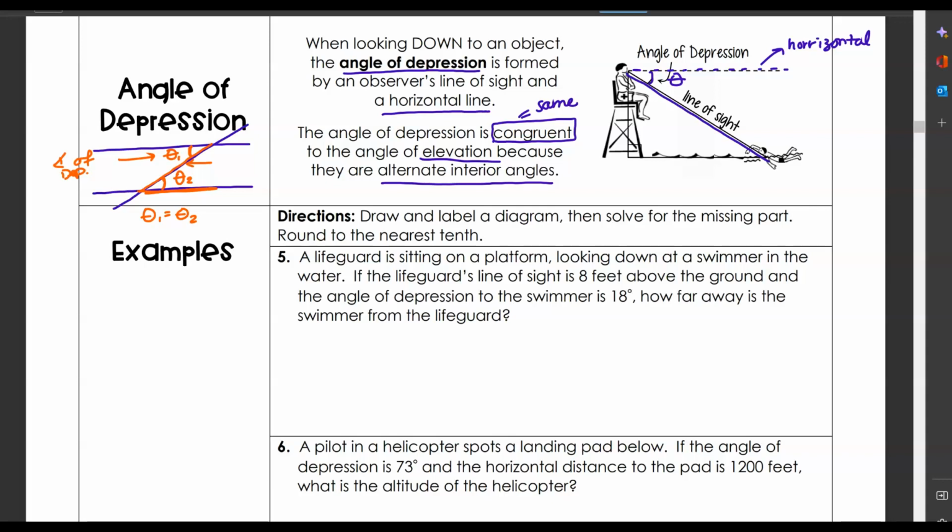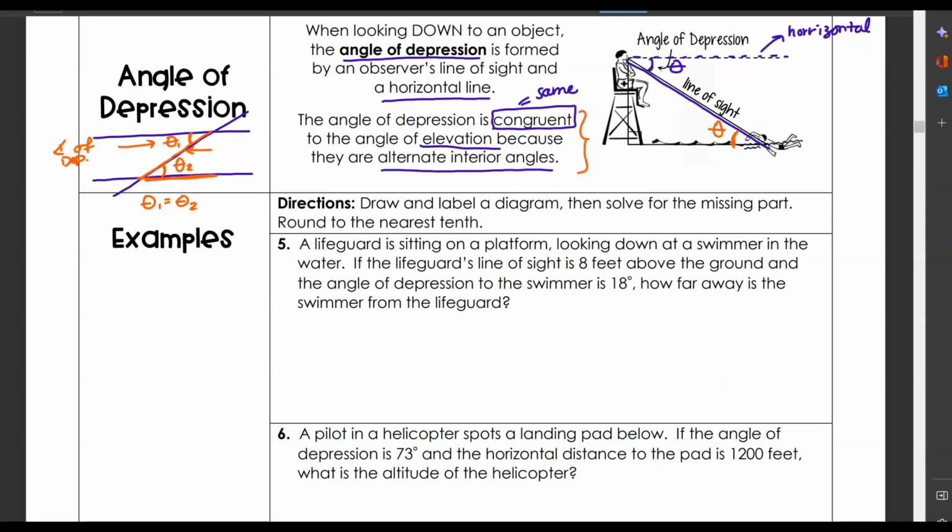We can kind of see it here. So here's the angle of depression, and here we can see that this angle is going to be equivalent to that, and this would be an angle of elevation from the swimmer to the lifeguard. Sorry, drew a blank on the name there. All right, so that's what this is telling us in terms of the congruency of those angles.